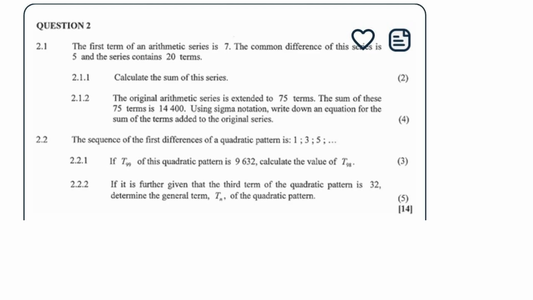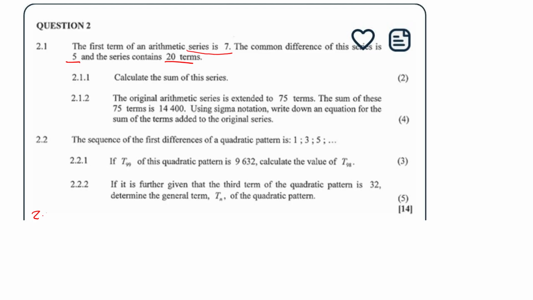Now question 2.1. The first term of an arithmetic series is 7. The common difference of this series is 5, and the series contains 20 terms.